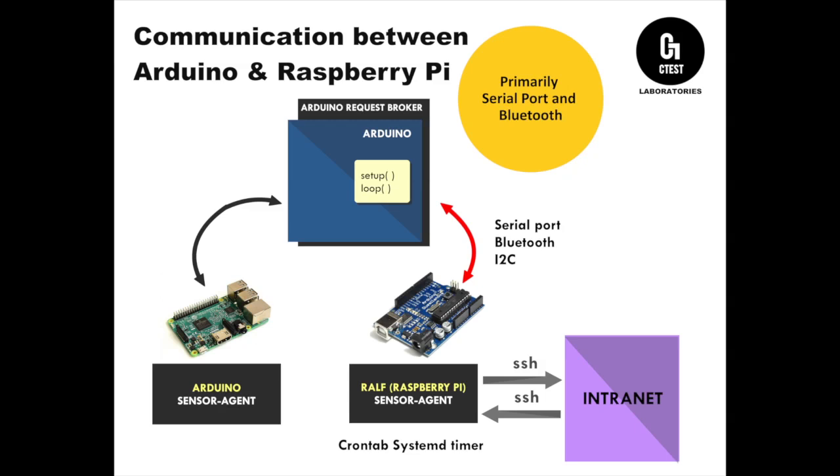And on the Pi, keep in mind we show here that it's scheduled with a crontab or systemd timer, and so that agent runs the minute that the Arduino or Pi gets power. It runs, and in our case, we have member functions that respond to SSH and that kind of stuff.